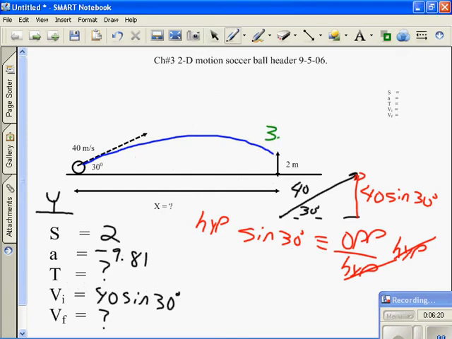Right here is the elevation at 3.97 seconds. Right here is the elevation at just a tenth of a second. Obviously, we want the one on the way down, as we discussed last week.